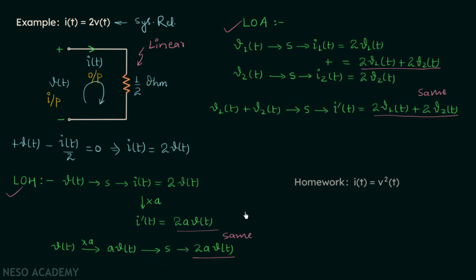Now we will move on to the homework problem, in which IT, which is the output, is equal to the square of VT, which is the square of the input. So the output is equal to the square of the input, and you are required to find out whether the system having this relationship is linear or non-linear. Once you have your answer, post it in the comment section, and also tell me if LOH is satisfied or not, and also if LOA is satisfied or not.